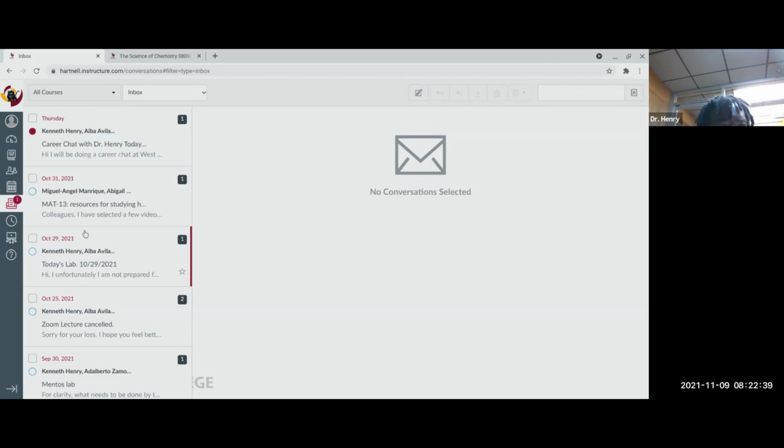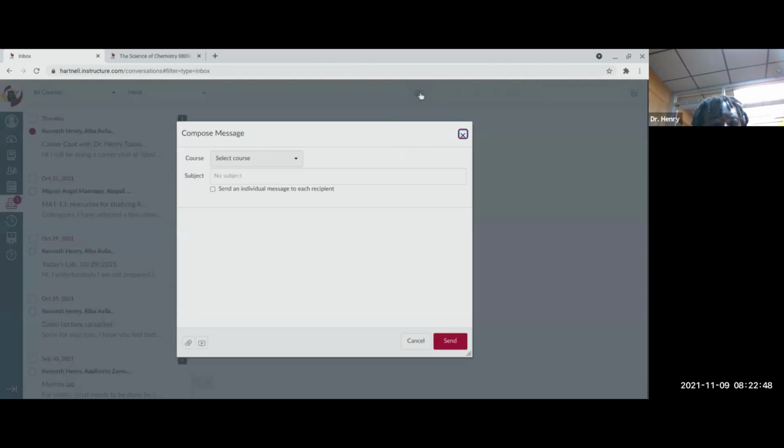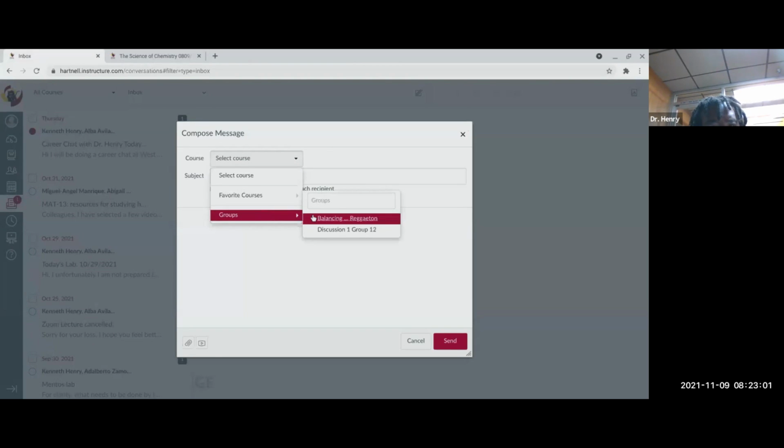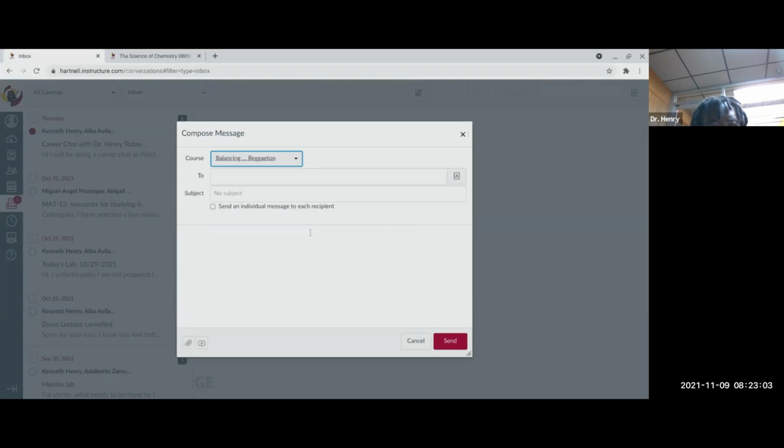So if you go to select write a message, and then go to select course, go down to groups. So then you can select your groups, and then you can select all of the people in your group, and you can add an email and introduce yourself to your group.